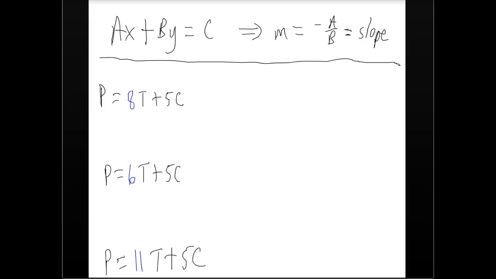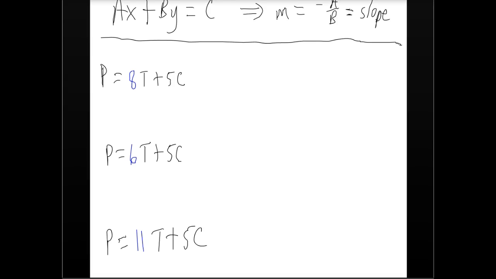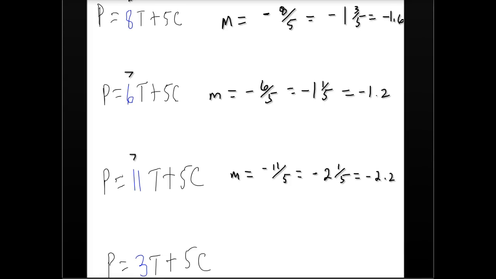For this last one, we'll do the same thing. The slope is negative 3/5, which if we divide that, we just get 0.6. So this is where I get all of those slopes from.